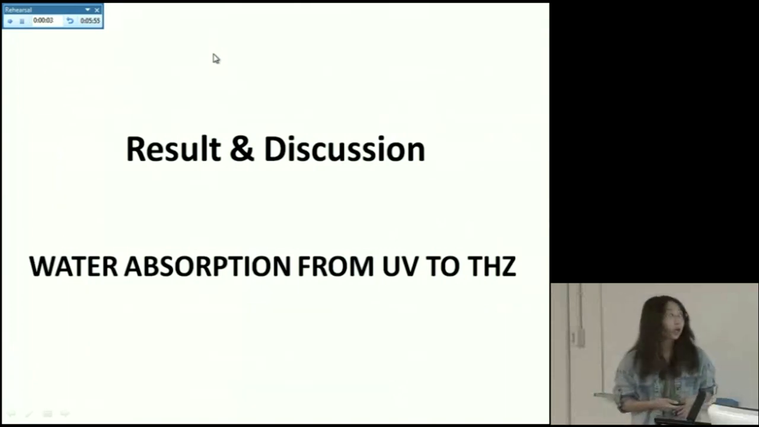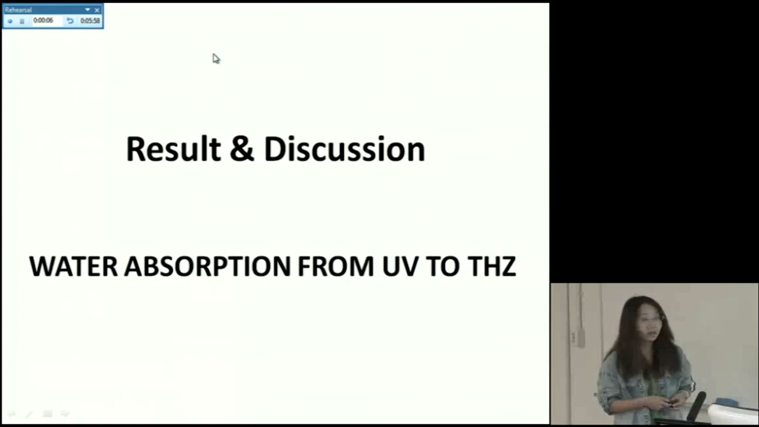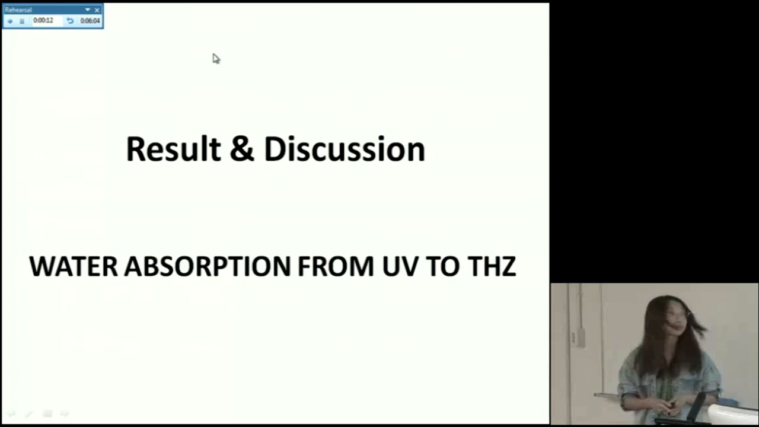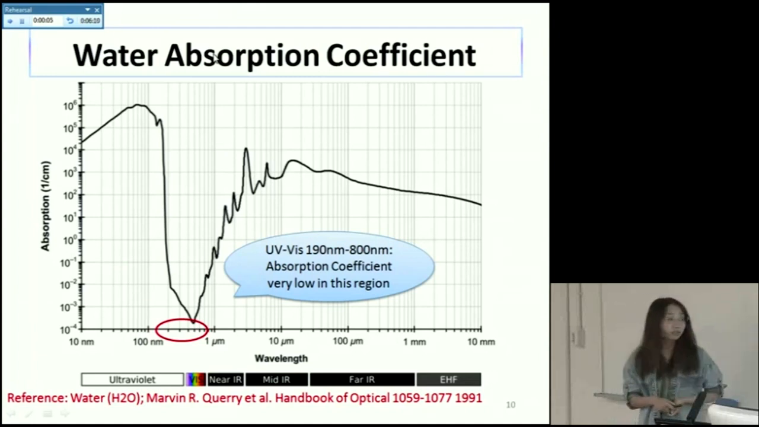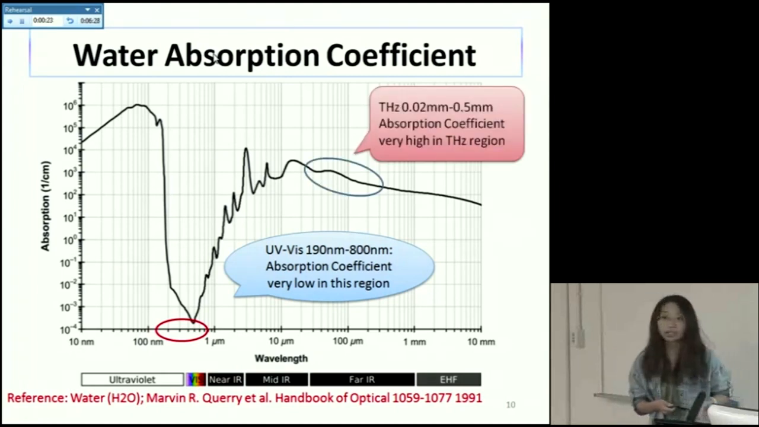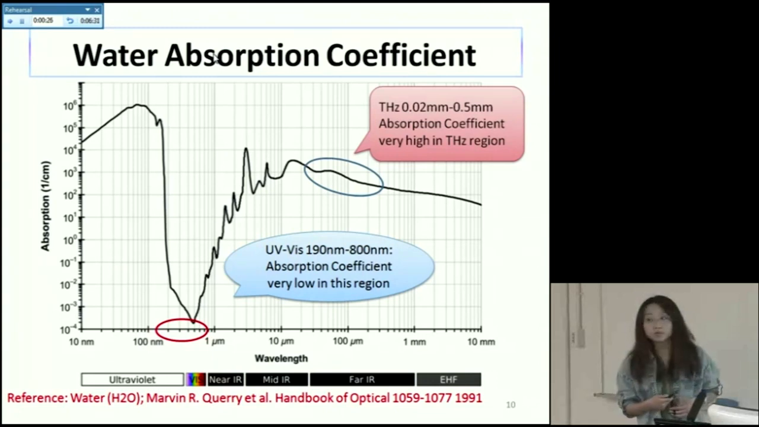Now I will show you some results and discussion. First is the fundamental part of my research, water absorption from UV to the terahertz region. This is the water absorption coefficient I obtained from the reference listed here. From this reference, we can see that in the UV and visible region, the absorption coefficient of water is extremely low, and in the terahertz region, the absorption coefficient is very high. Now I will show the experimental result obtained from our lab.